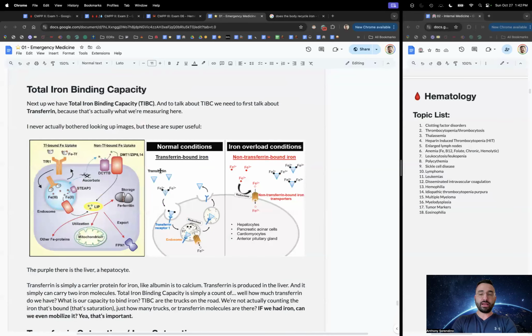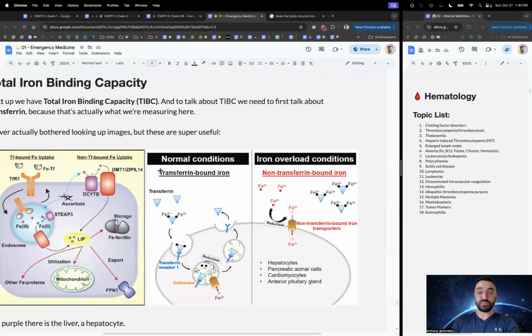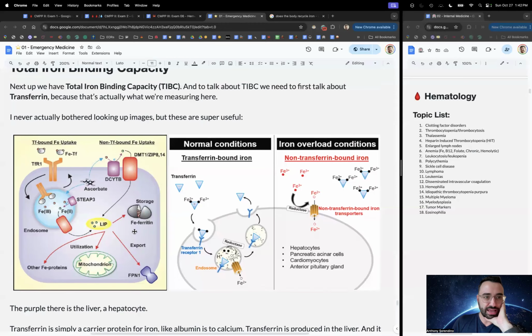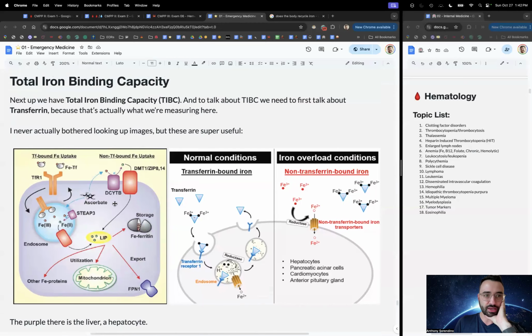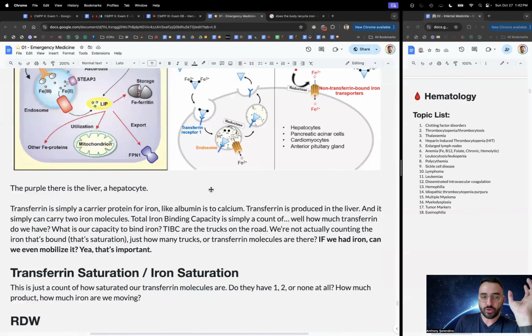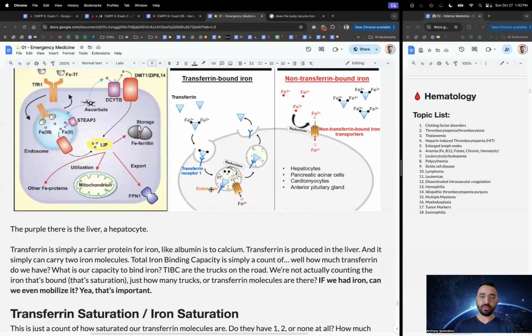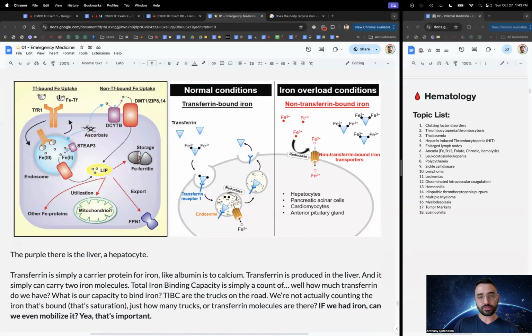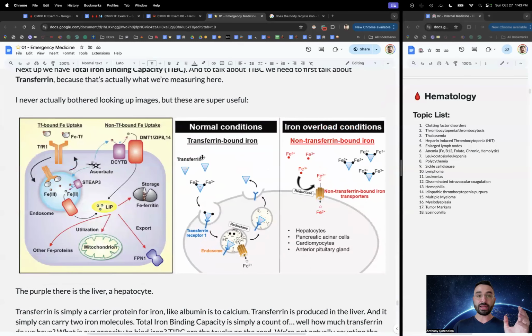So total iron binding capacity, and these are pictures I had never seen in P1 year, but I think this is really interesting. From what I understand, this is a hepatocyte. For total iron binding capacity, we kind of have to talk about transferrin. Transferrin is simply a carrier protein for iron, like albumin is to calcium. Transferrin is produced in the liver, and you can see these are transferrin molecules, the triangle over here and the little circle here, and there's two binding sites for iron. So transferrin is what is binding iron.